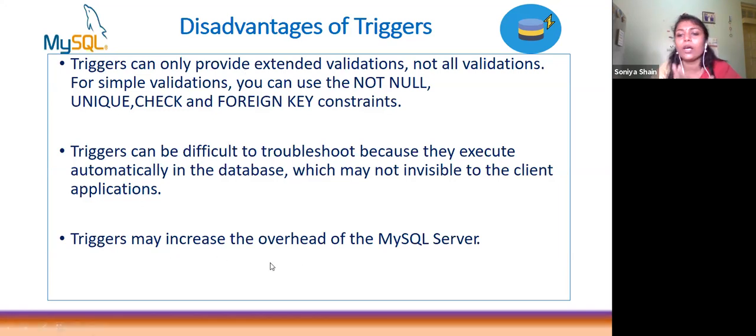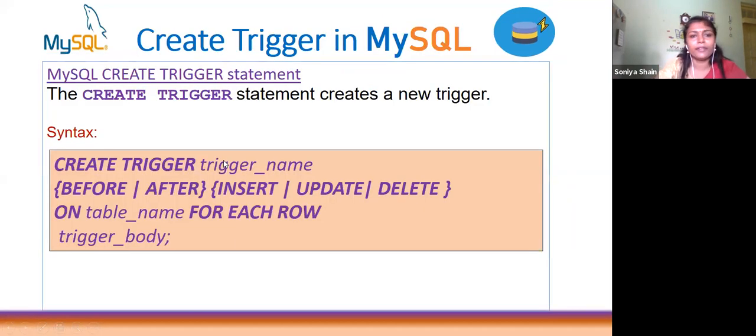And triggers may increase the overhead of the MySQL server. When you are inserting data, automatically something else is happening, which you have written. So you have to manage the overhead of inserting data to that table, the normal execution, and along with that the trigger also has to be executed. So the overhead will be increased for the MySQL server. A lot of operations have to be performed at a time. That is why it is said that it may increase the overhead of the MySQL server. Okay, clear. Next we will go for the practical, how we will do it in MySQL.